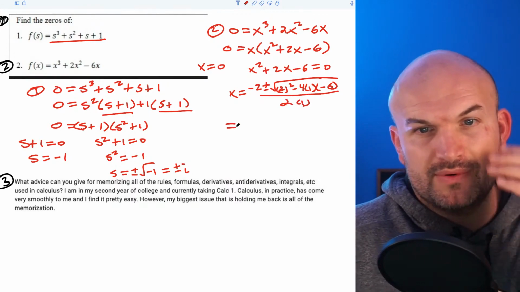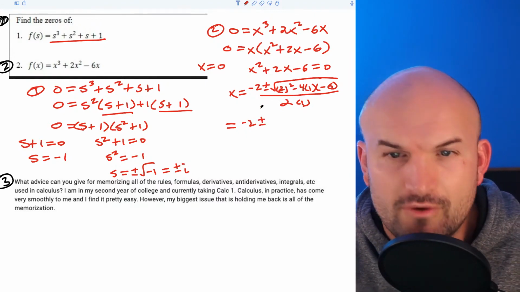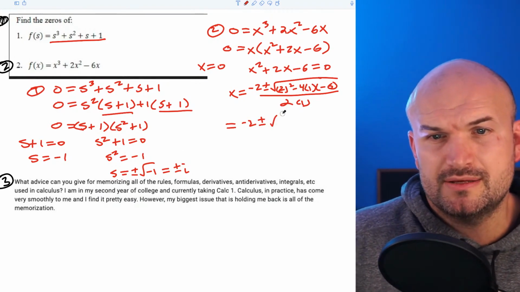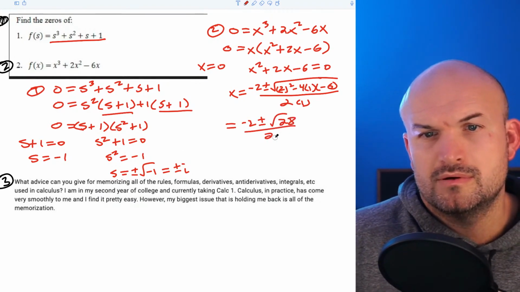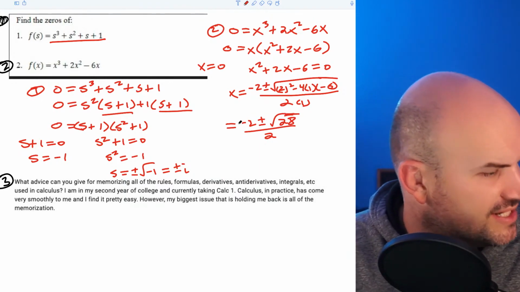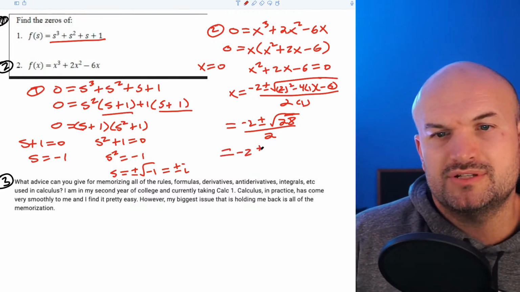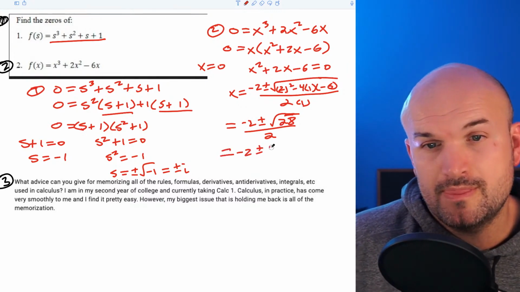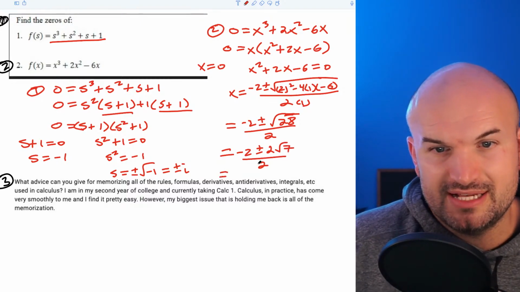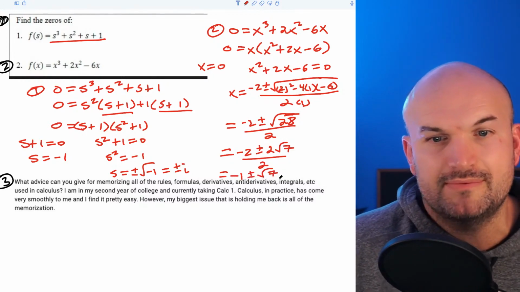All right, so what do we get here? We have negative 2 plus or minus the square root of 4 plus 24, so that'd be what? The square root of 28. All right, and if I want to simplify the square root of 28, 4 goes into there 7 times. So I'd have negative 2 plus or minus the square root of 4, which is 2, times the square root of 7, all divided by 2. Okay, and so for my final answer, that 2 will divide into both of those. That'd be negative 1 plus or minus the square root of 7.